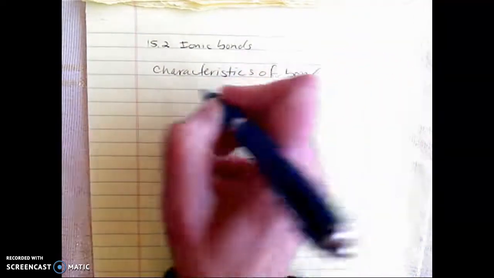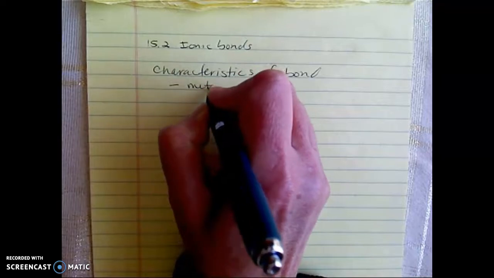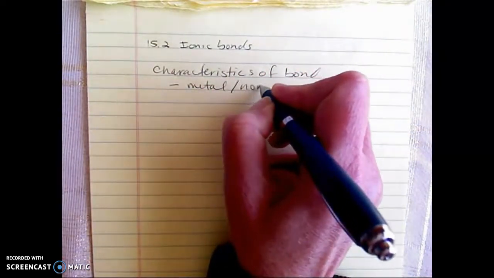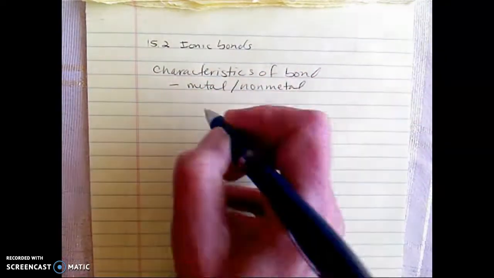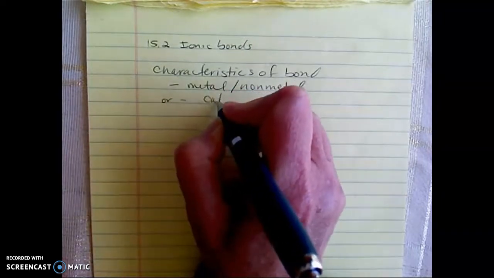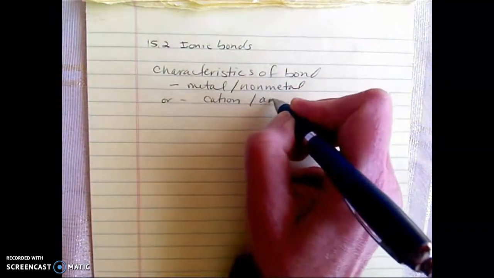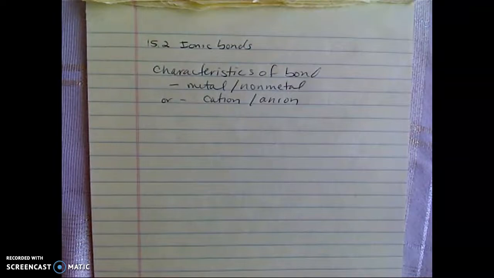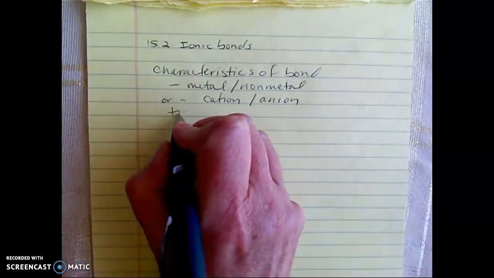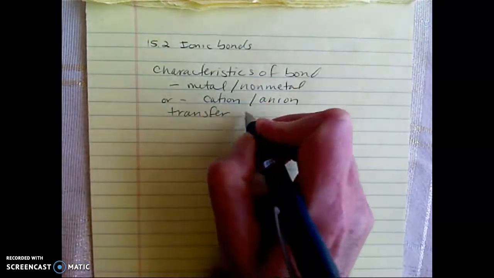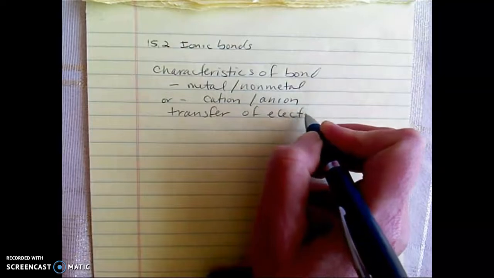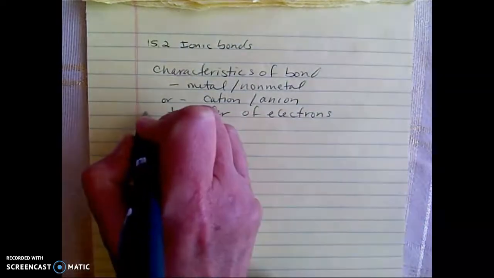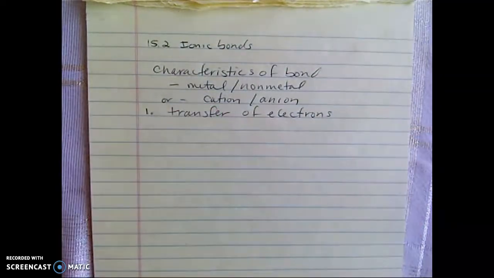We know that they are coming from a metal and a nonmetal, or a cation and an anion. Now we've been doing dot structures, and one of the things, again, that is a characteristic of an ionic bond is that you're going to see a transfer of electrons. So really this is the first main characteristic of an ionic bond.